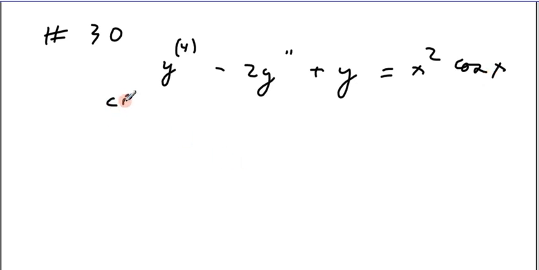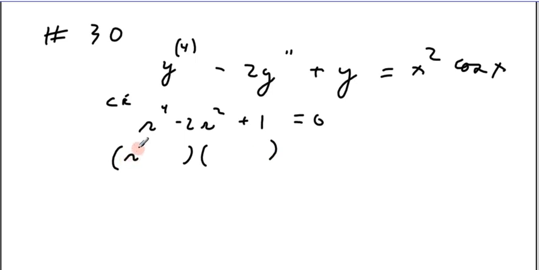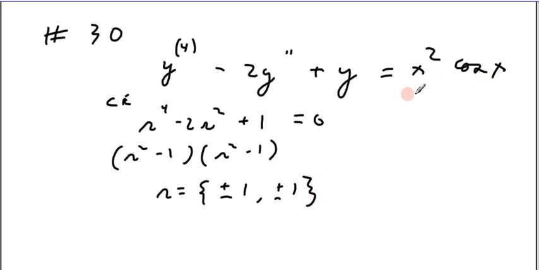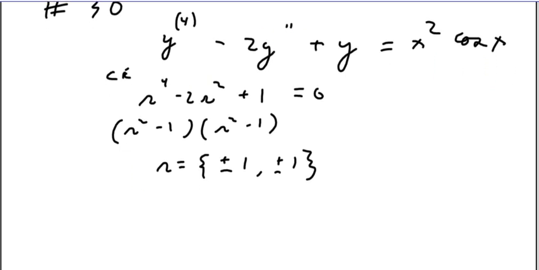We have a characteristic equation, r to the 4th minus 2r squared plus 1 is 0. I can factor that: r squared minus 1, r squared minus 1. So r is going to be plus or minus 1, plus or minus 1, none of which are in the forcing function, so that is really cool. So I can just write down what I need.